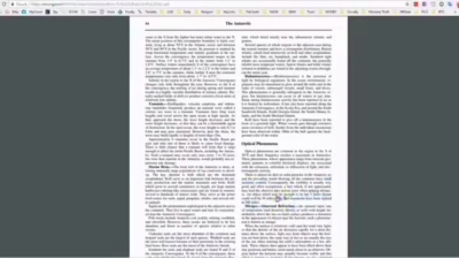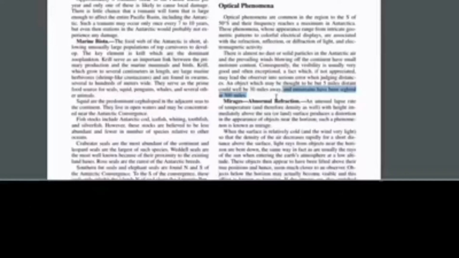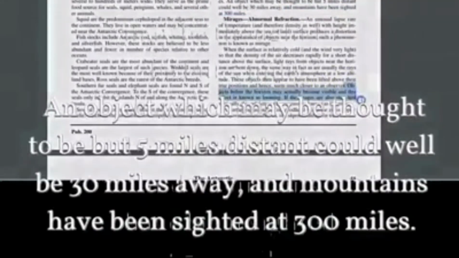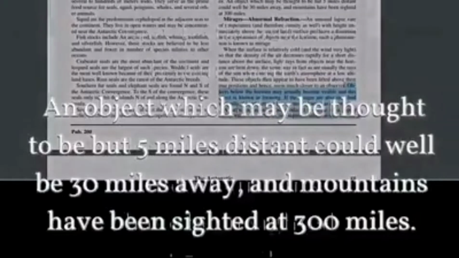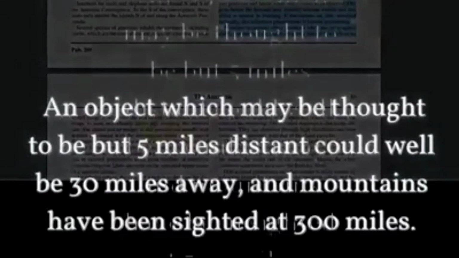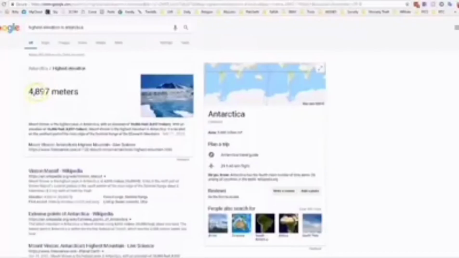There is almost no dust or solid particles in the Antarctic air, and the prevailing winds blowing off the continent have small moisture content. Consequently, the visibility is usually very good and often exceptional, a fact which, if not appreciated, may lead the observer into serious error when judging distances. An object which may be thought to be but 5 miles distant could well be 30 miles away, and mountains have been sighted at 300 miles. Let's read that last sentence again. An object which may be thought to be but 5 miles distant could well be 30 miles away, and mountains have been sighted at 300 miles.